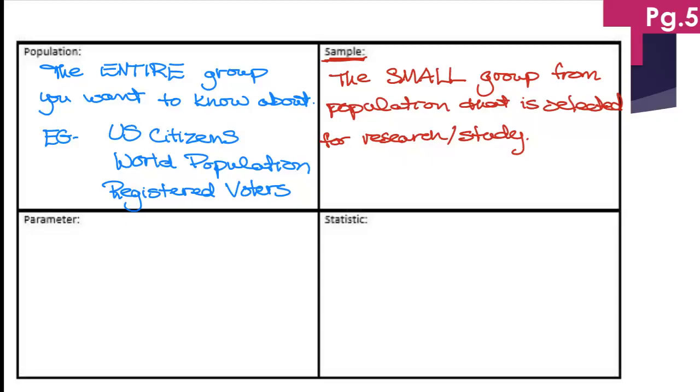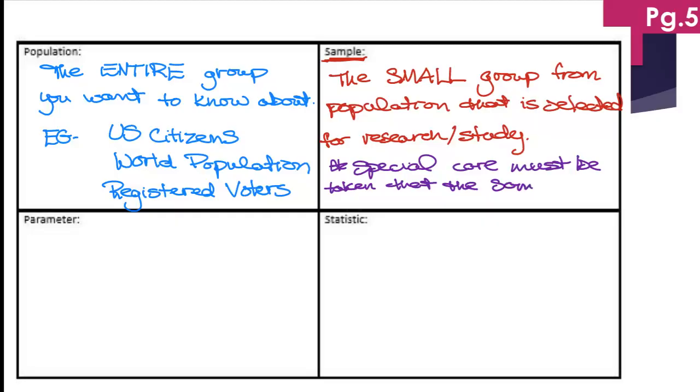Okay. Asterisk here. Special care must be taken that the sample is representative.